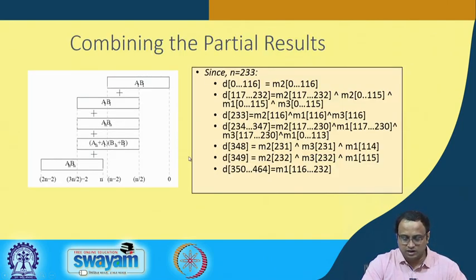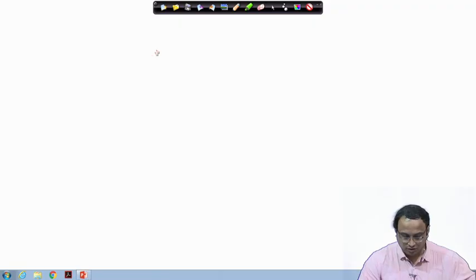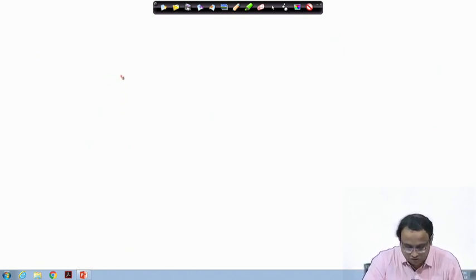So now let us see how we can do this operation. That means how we can actually do this 233-bit Karatsuba operation. So let us just focus on how we can combine the different components. Okay. So for this, we can see how the operation is done, and let us try to see how we can do this operation.